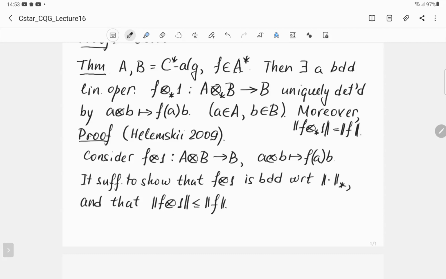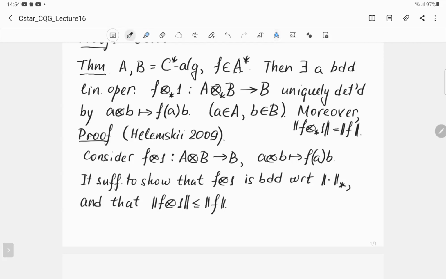So if we show that the respective map on the algebraic tensor product is bounded and the norm of this map is less than or equal to the norm of f, then we are done, because then we can extend this map by continuity to the spatial C-star tensor product. So the same inequality holds. And the opposite inequality is clear because we can just evaluate this map on elementary tensors.